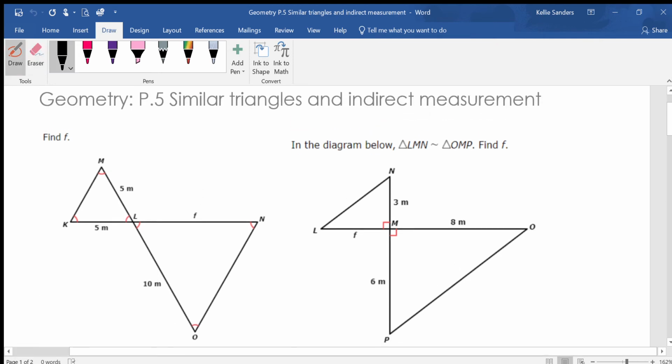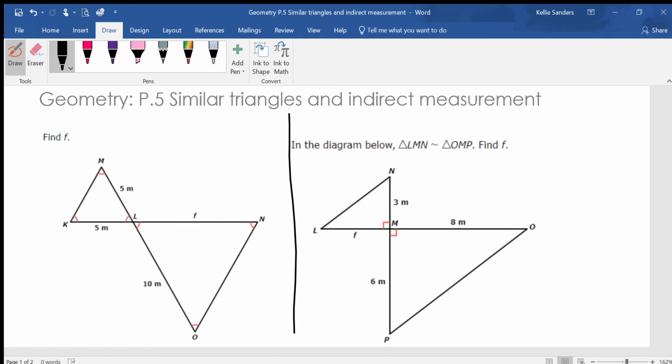Geometry, P5, similar triangles and indirect measure. Okay, in the diagram, these are two different problems. Whenever you have two triangles that kind of cross each other right here, this 5 and this F are going to go together. This 10 and this 5 are going to go together.